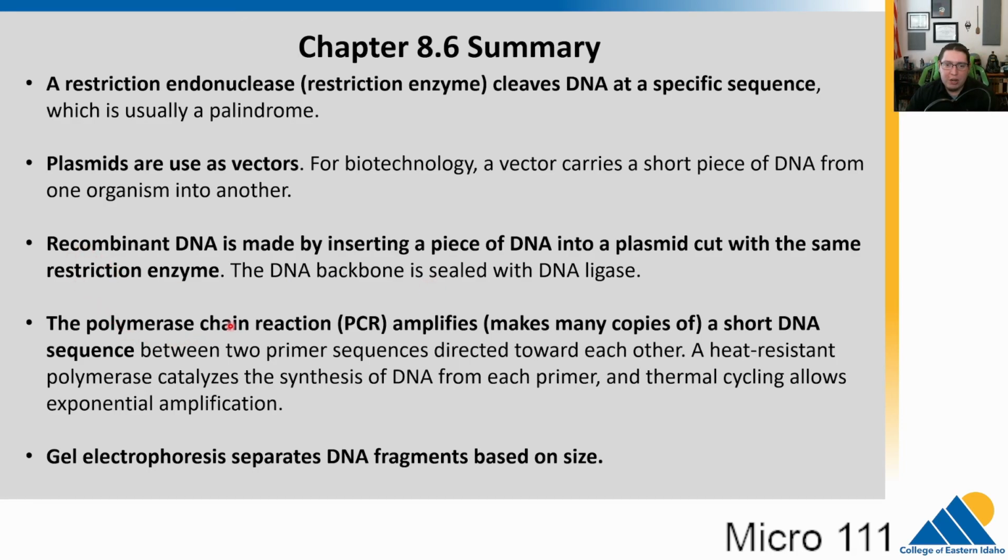The polymerase chain reaction, PCR. It's a clever way to make copies of DNA. You use two specific primers that match a sequence you've targeted and a heat-resistant DNA polymerase to synthesize new DNA. This all happens in a machine that changes the temperature over and over again. Gel electrophoresis can be used to separate different DNA fragments based on their size. All right, that is it for Chapter 8.